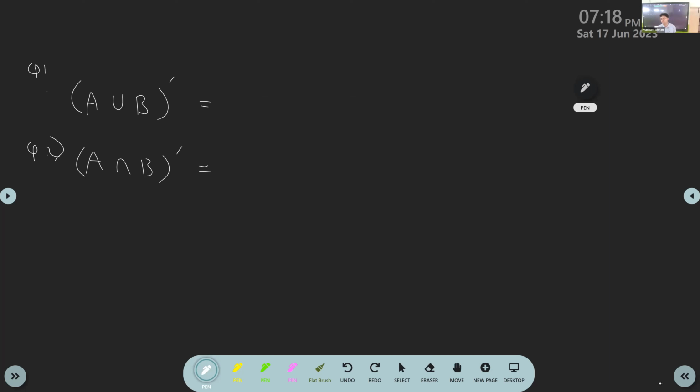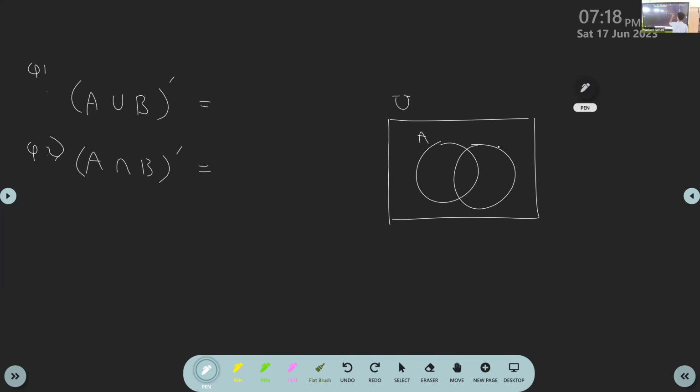So if I draw the Venn diagram of the first one, it looks something like this, right? So this is the universal set. Then A union B is everything inside.